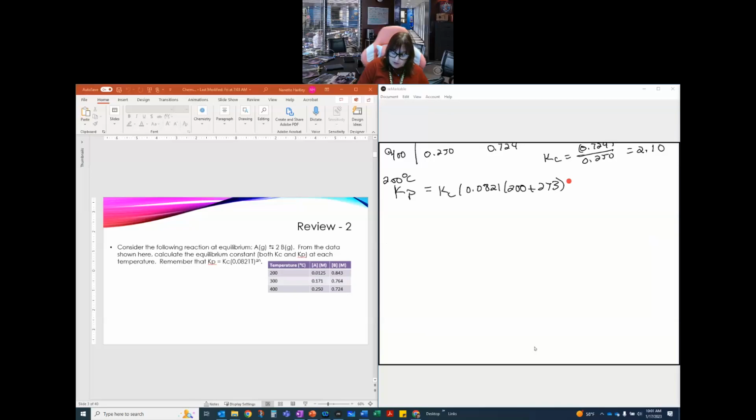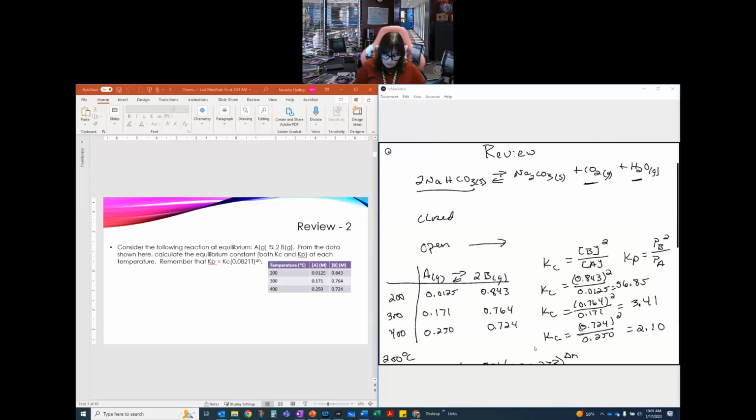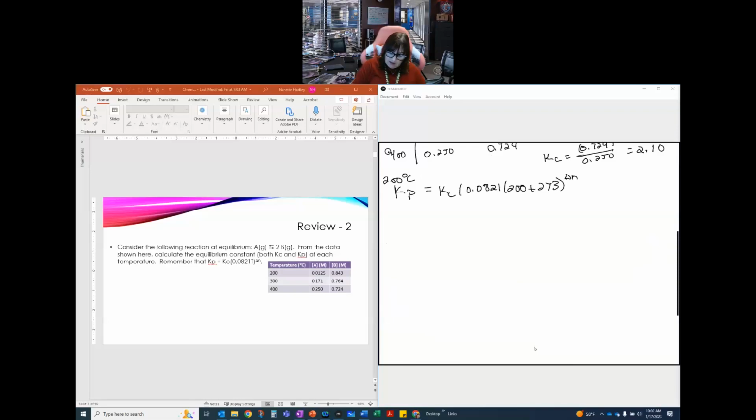Then I'm going to do the delta N. And the delta N here, remember, is the number of moles of product minus the number of moles of reactant. So delta N is equal to 2 minus 1 equals 1. Okay, so that's my delta N. My delta N being 1.